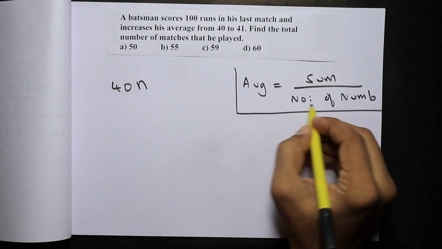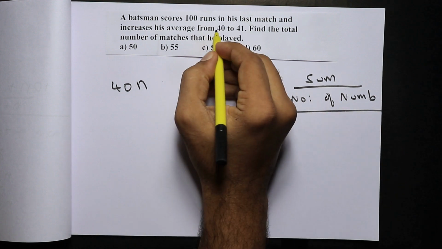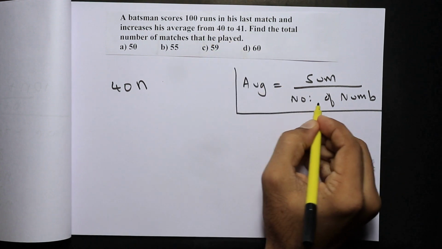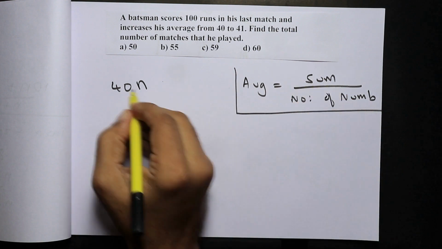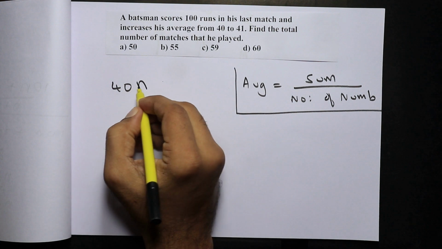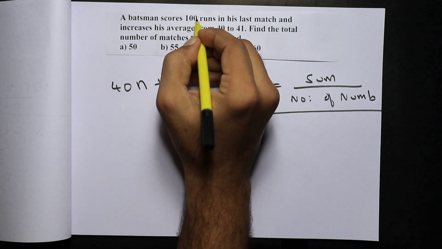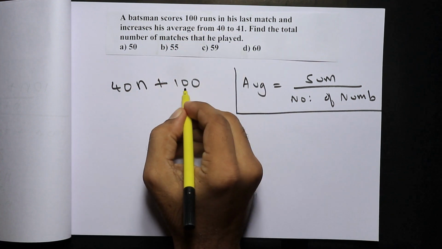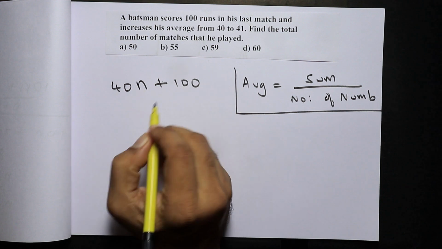So sum of all the numbers will be number of numbers into their average. That is, initially he has played n matches and its average was 40. So n numbers into 40. So this will be the total sum. So 40n is the total sum that he made in the first n matches. Then he made 100 runs in his last match. That is the n plus first match.